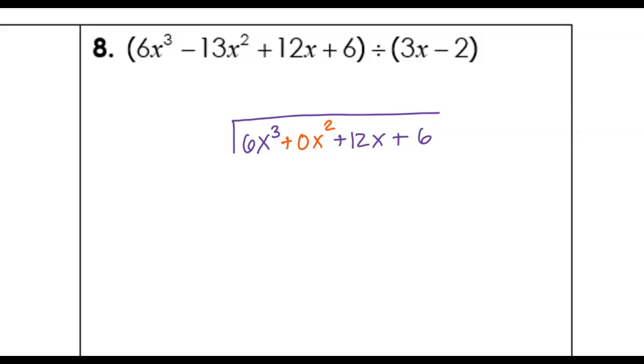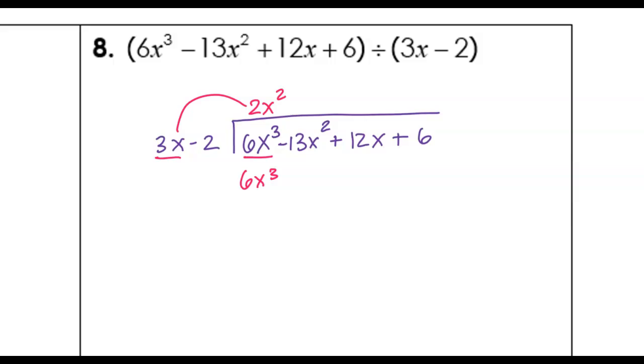But our problem didn't skip over a term, so I'm not going to put 0x squared. I'm going to put negative 13x squared plus 12x plus 6. And then we're dividing by 3x minus 2. And we start off by asking ourselves, what do I multiply 3x by to get 6x cubed? Yes, 2x squared times 3x will give us 6x cubed.